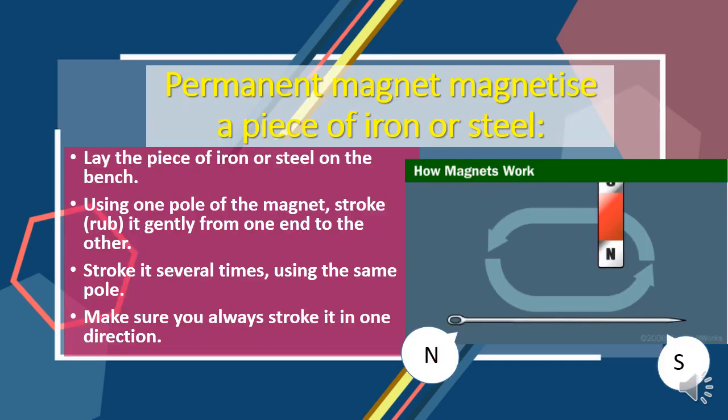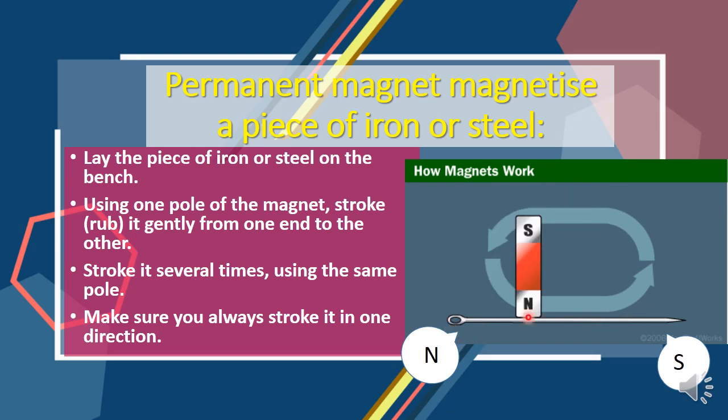Permanent magnet. Magnetize a piece of iron or steel. This is very important because they use it in our real life. So let's see the steps here. Lay the piece of iron or steel on a bench. Using one pole of a magnet, stroke or rub it gently from one end to the other, like this way here. We are rubbing using a magnet. This is a permanent magnet. It means that it will stay for a long time as a magnet. It will keep its properties and everything.